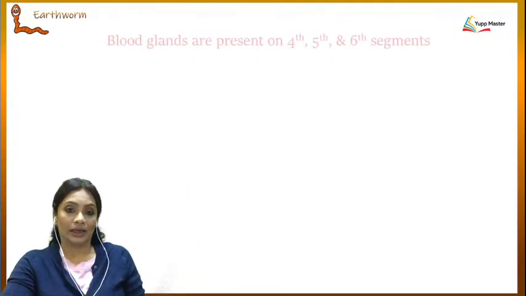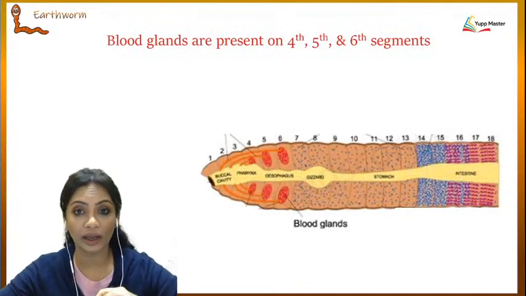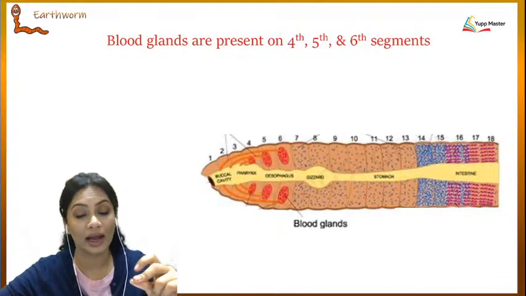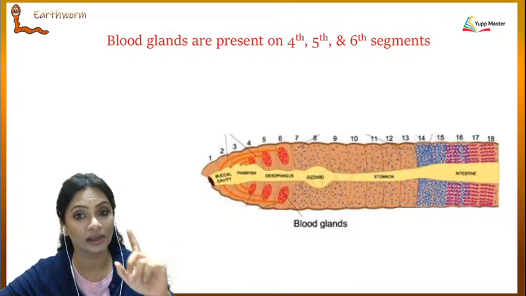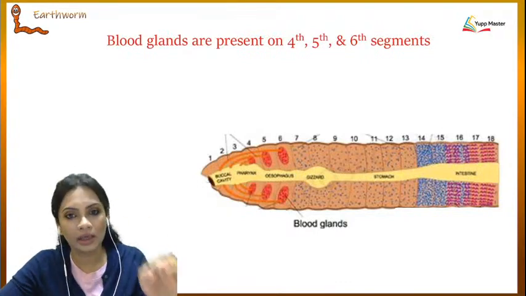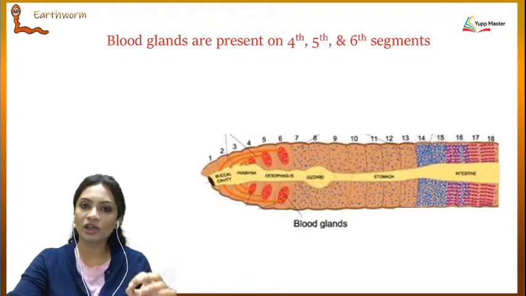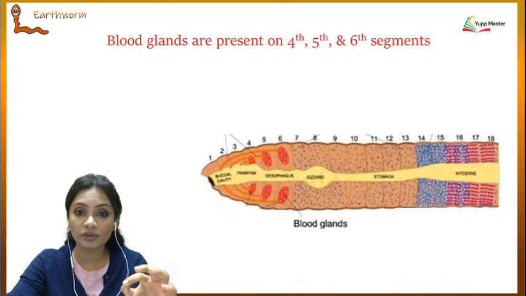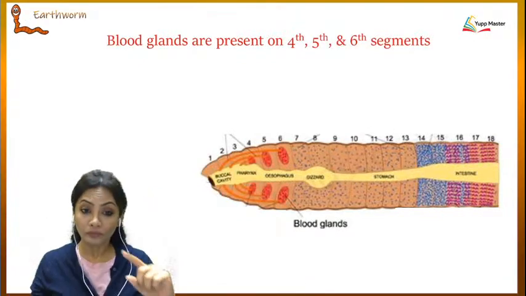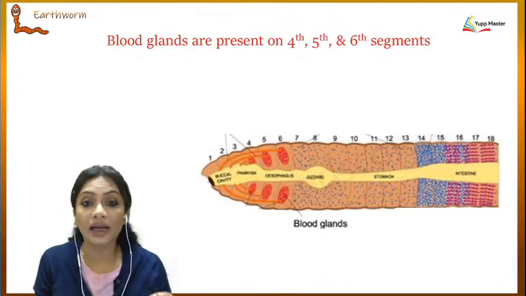Alright. Now we also see that there are blood glands present. Okay, where are these blood glands present? They are present on segment number. Now remember, segment number has started again. Like we studied in the digestive system, segment number is important for all the respective systems over here. When we're talking about blood, which segments do we want to remember? Segment number 4, 5 and 6. All right. So segment 4th, 5th and 6th are the ones which have these blood glands present.